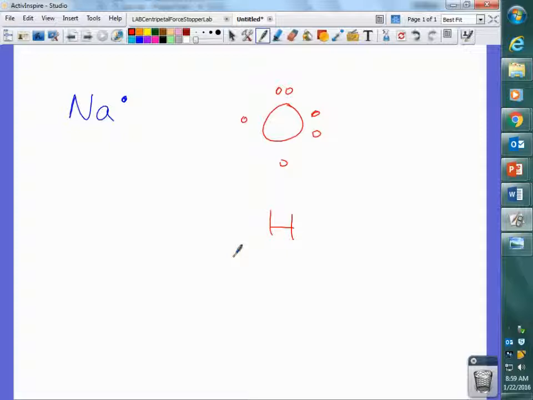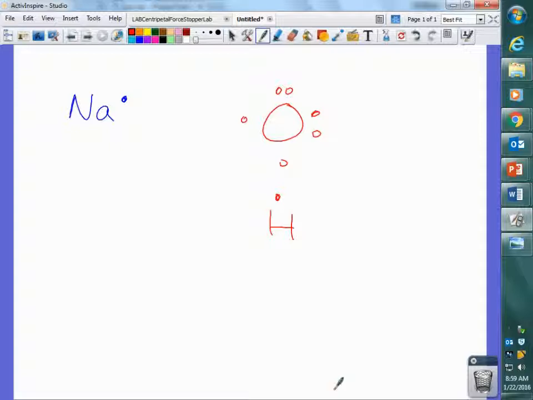All right, next, let's bring in hydrogen. Based on hydrogen's position on the periodic table, how many valence electrons does it have? 1. Although hydrogen's a little bit different than sodium. They both have 1 valence electron, but why are they different? Hydrogen's looking to gain 1 more, whereas sodium is looking to lose it. Why is hydrogen looking to gain where sodium's looking to lose?